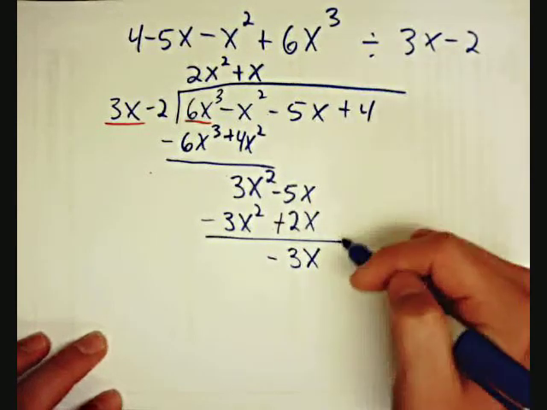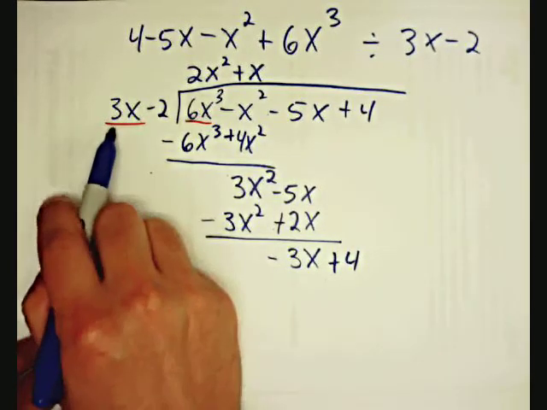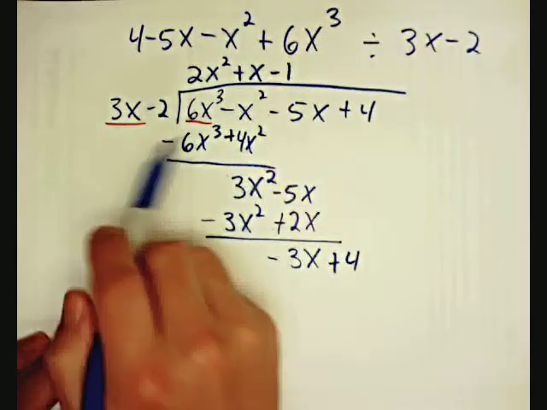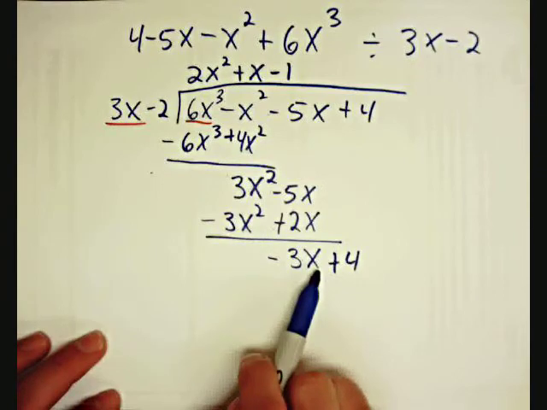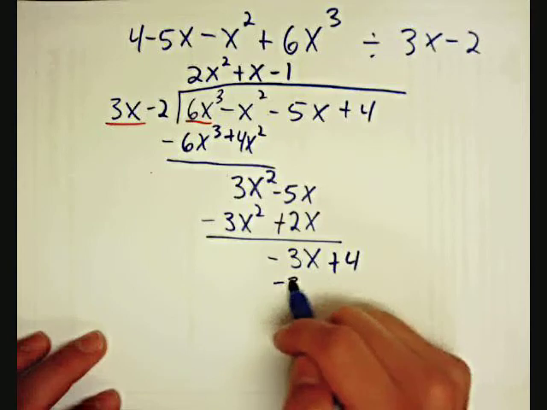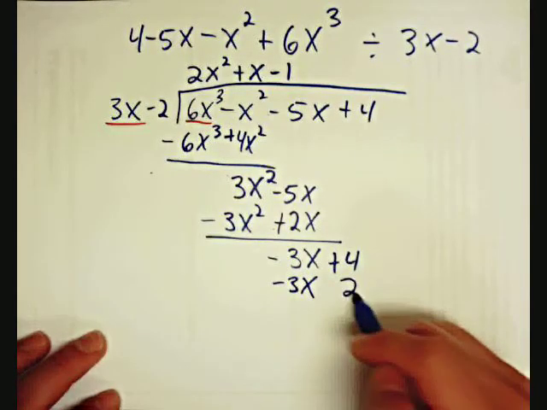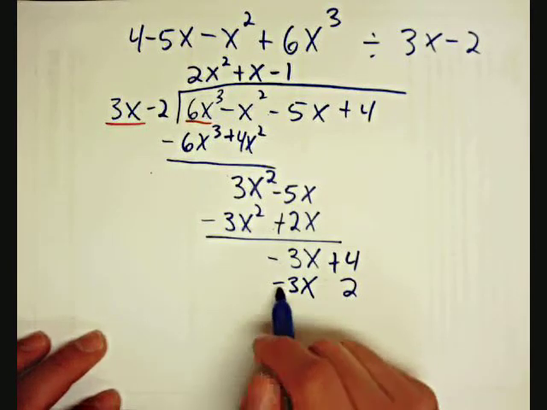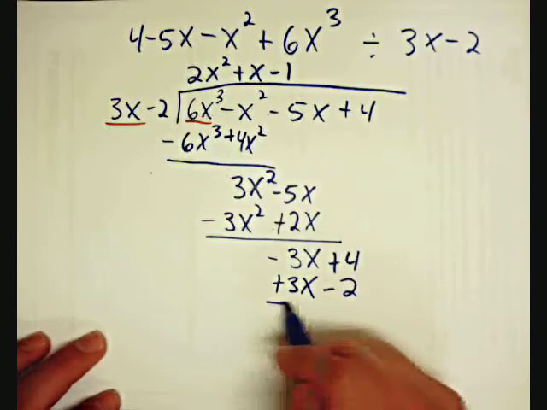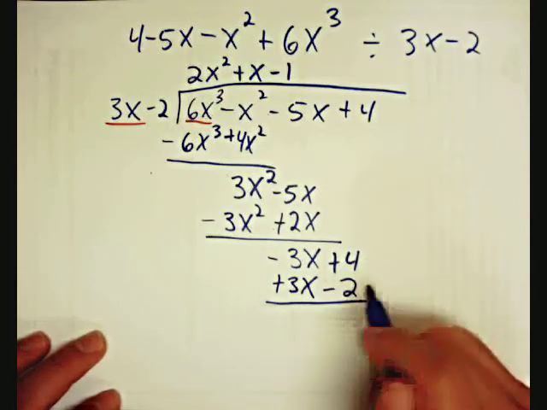Bring down our last term, plus 4. Comparing 3 and negative 3, I would need a negative 1 to make those match. And x with x already matches. Negative times 3x is negative 3x. Negative 1 times negative 2 is positive 2. Subtracting negative 3x becomes plus 3x, and subtract 2. Negative 3x plus 3x is 0. 4 minus 2 is 2.